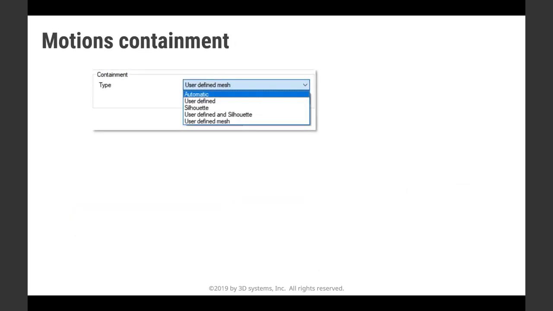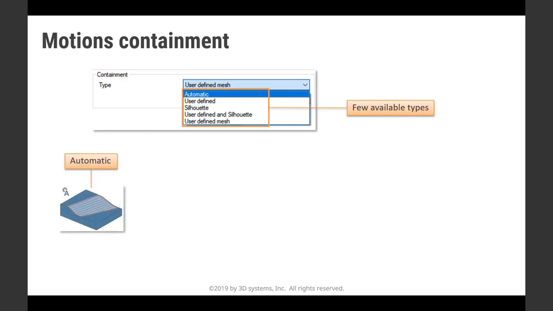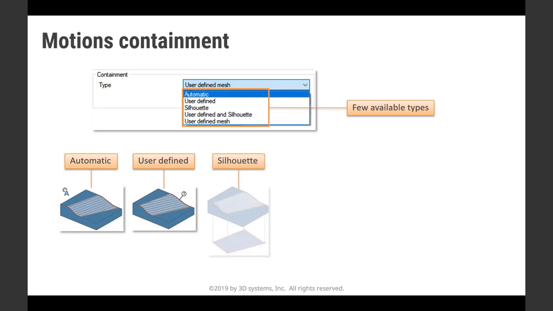There are a few options to contain the motion. The first, automatic mode: the whole area of the selected faces is being machined. The user-defined option: the user needs to define a contour on the surfaces. Silhouette: the containment is defined by a projection of a geometry on the selected machine faces.